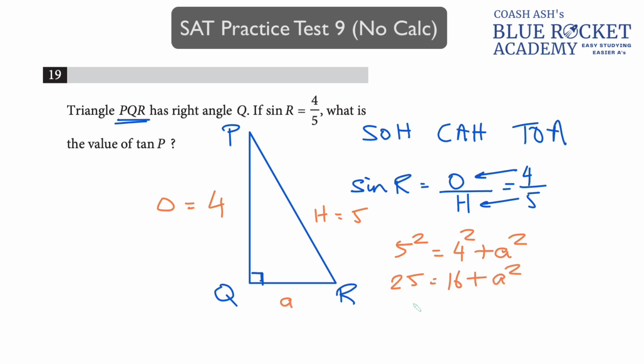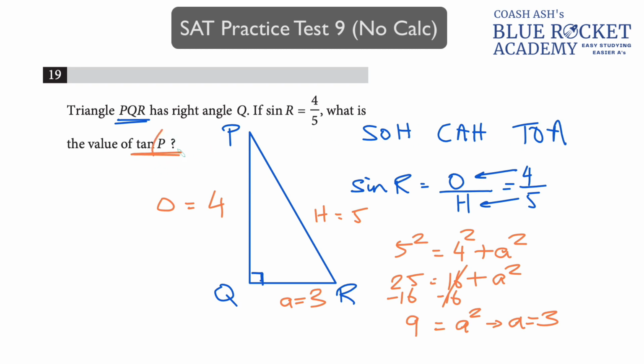You subtract 16 from both sides, minus 16. Like this goes away, and 25 minus 16 is 9. So you get A squared is equal to 9. Or in other words, A is equal to 3. So you write down A is equal to 3 here, right? And now what they're asking is, what is the value of tan of P?